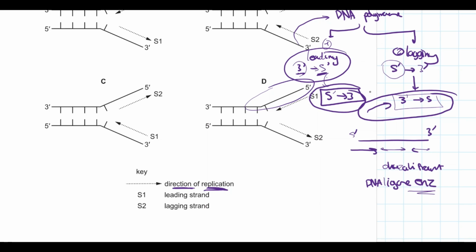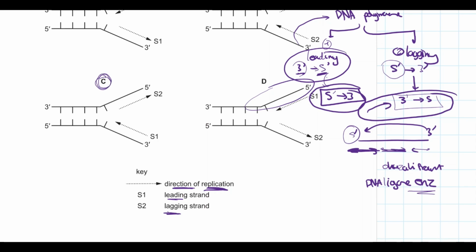So because it starts at the template from 5' to 3', it keeps going back and forth. So the direction of replication must always be from 3' to 5'. Therefore, let's see the suggestions that we have here. We're looking for the leading strand and the lagging strand, both from 3' to 5' and 3' to 5'. Therefore, the answer is going to be C.